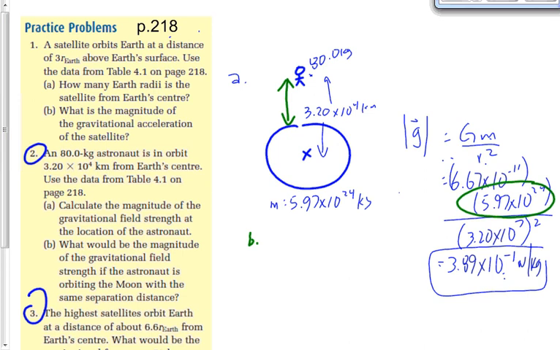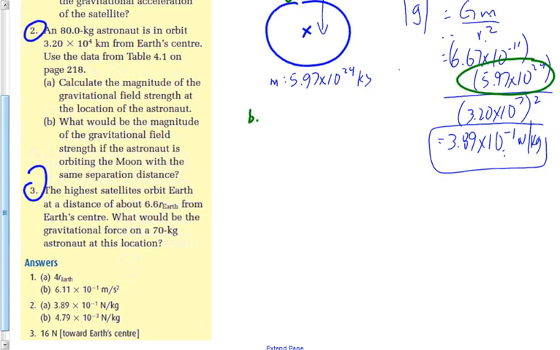Let's take a look at number 3 now. The highest satellites orbit Earth at a distance of about 6 times the radius of the Earth from the Earth's center. That's a big distance. Okay, that's a long way away. 6.6 times the radius of the Earth away from the center. What would the gravitational force on a 70-kilogram astronaut be at this location?